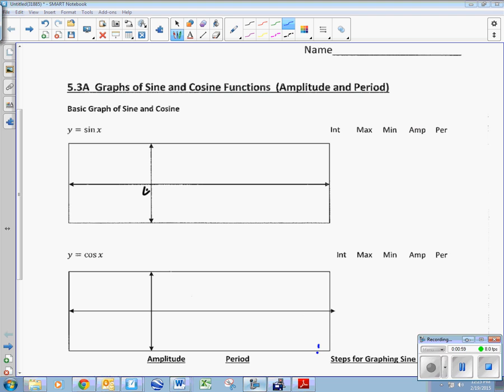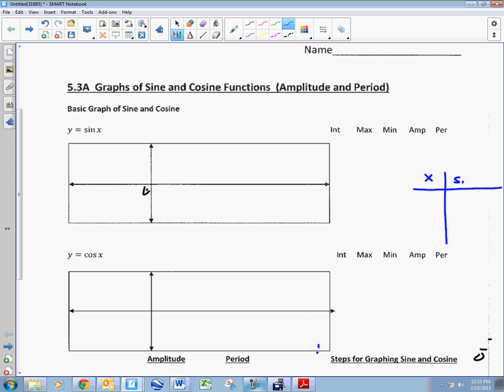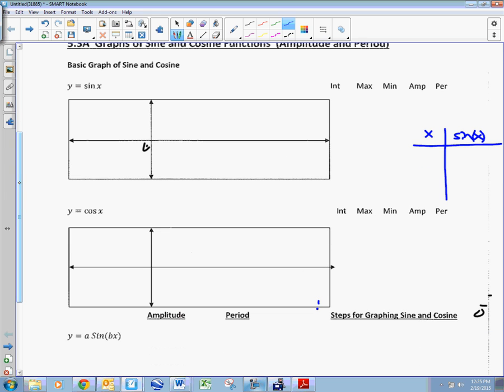All right, let's graph sine and let's graph cosine. Let's start by making a table. X and sine of X, we're going to plug in certain values. And I'm going to start by plugging in 0 radians. Then I'm going to plug in pi over 6, pi over 4, pi over 3, and pi over 2 radians.